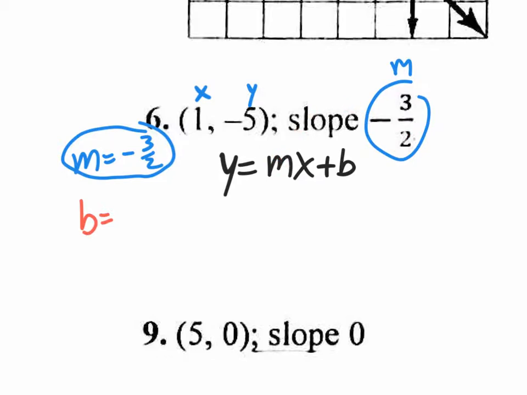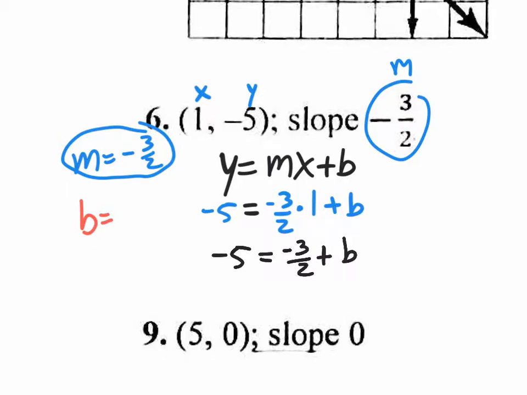So once again, my Y value is -5, then I have the equal sign, then I have my slope, which is -3/2, and I need to multiply it by X, and X is 1, and then plus B. So after we plug in everything, let's do the math. And this is pretty easy. -3/2 times 1 is -3/2. So what do I have left? I have -5 equals -3/2 plus B.